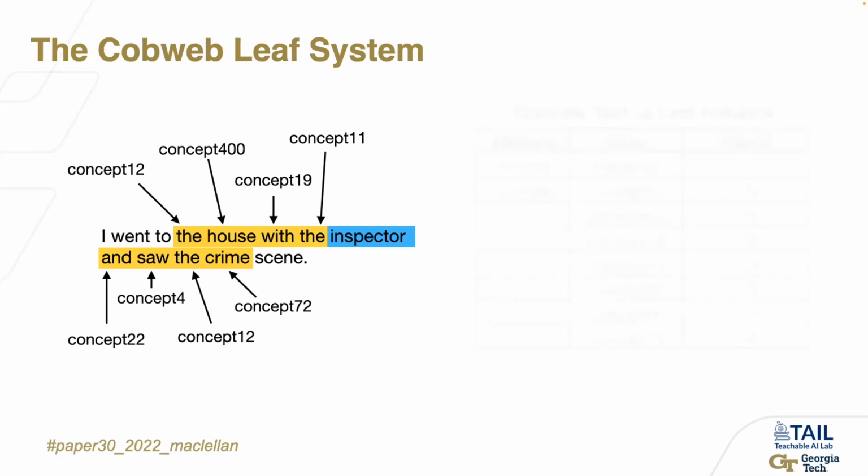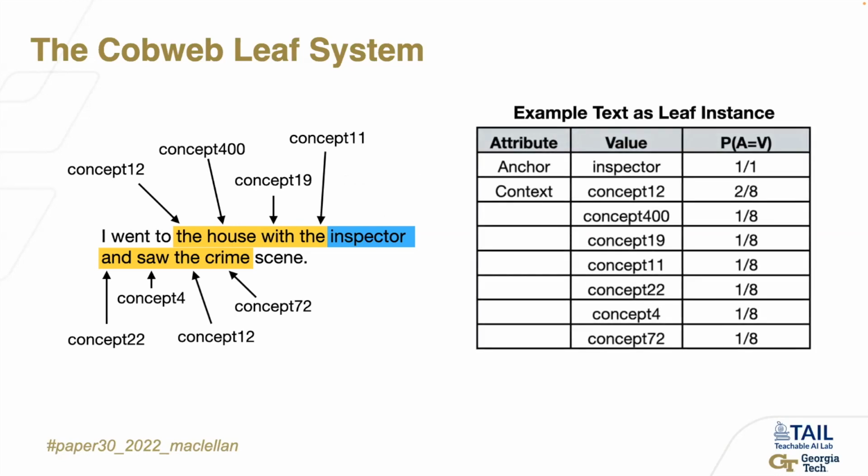Now, once we have this, we take our target word, the anchor word, inspector in this case, and we create a new instance now that includes the context, which is described by the concepts in our tree. And then we just do what we did before with the Cobweb word model and with the original version of Cobweb, where we would incorporate this instance into our tree in a modifying way, and we would restructure the tree and update the weights as we incorporate it.